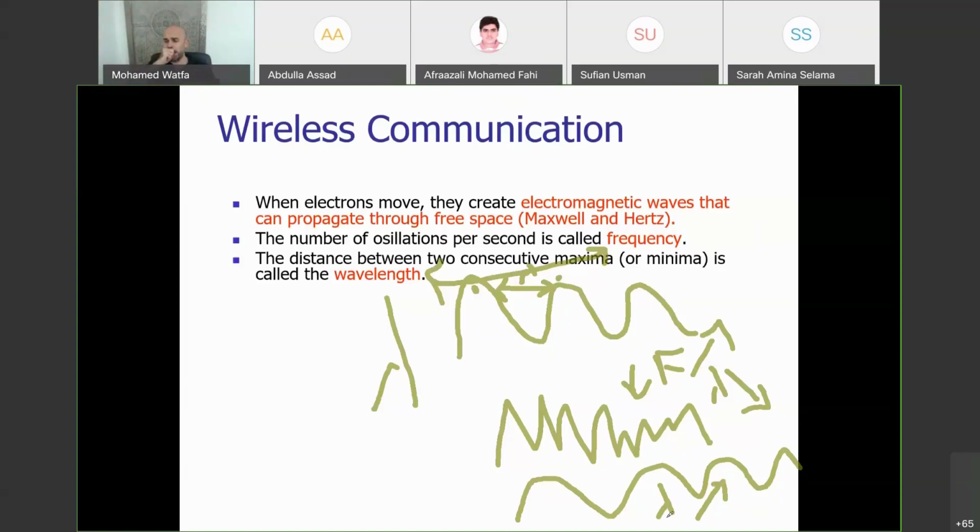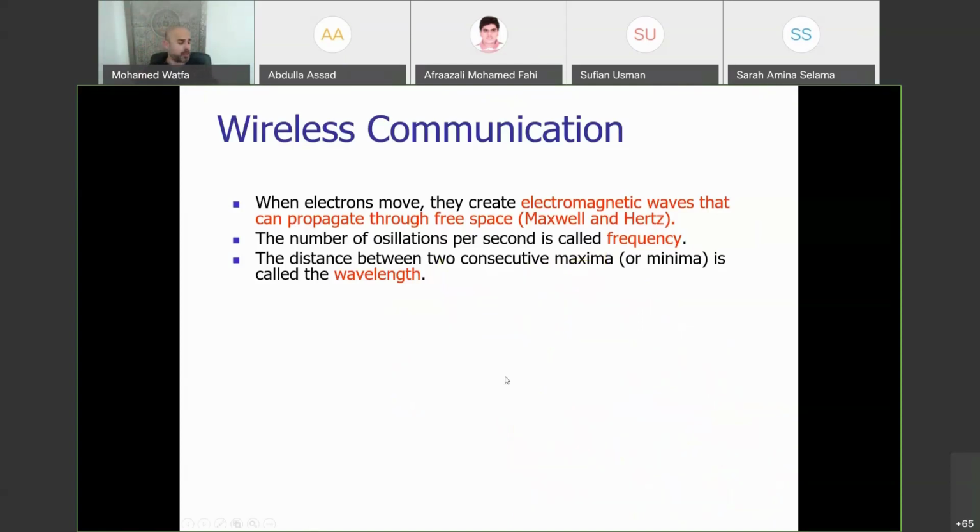But you can assume C is 1. Okay? So the idea is very simple. Electromagnetic waves are generated, which would result in us capturing them and broadcasting them. Very nice. I love it.